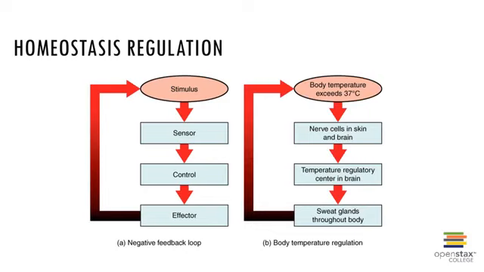Body temperature exceeds 37 degrees Celsius. The nerve cells in your skin and your brain sense this. That information is sent to your temperature regulatory center in your brain, which sends out signals to your sweat glands throughout the body to perspire, which cools the body as the sweat evaporates.